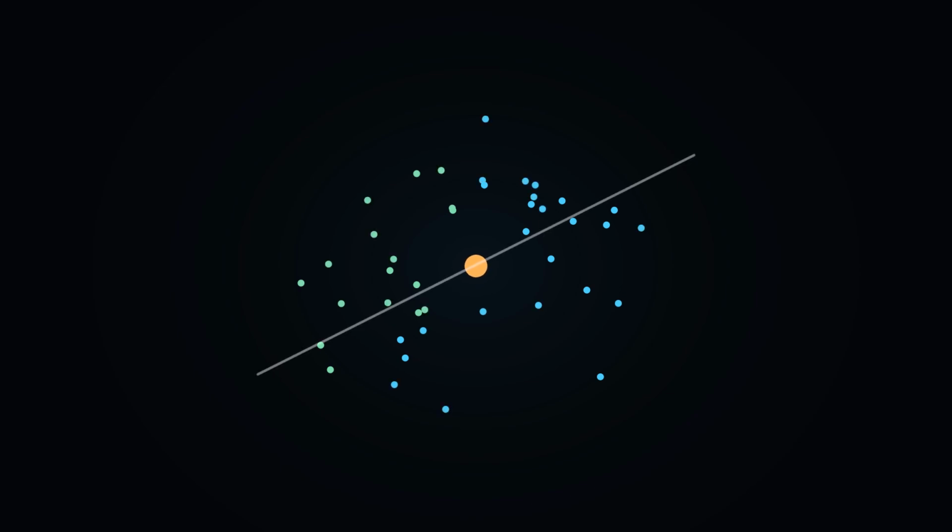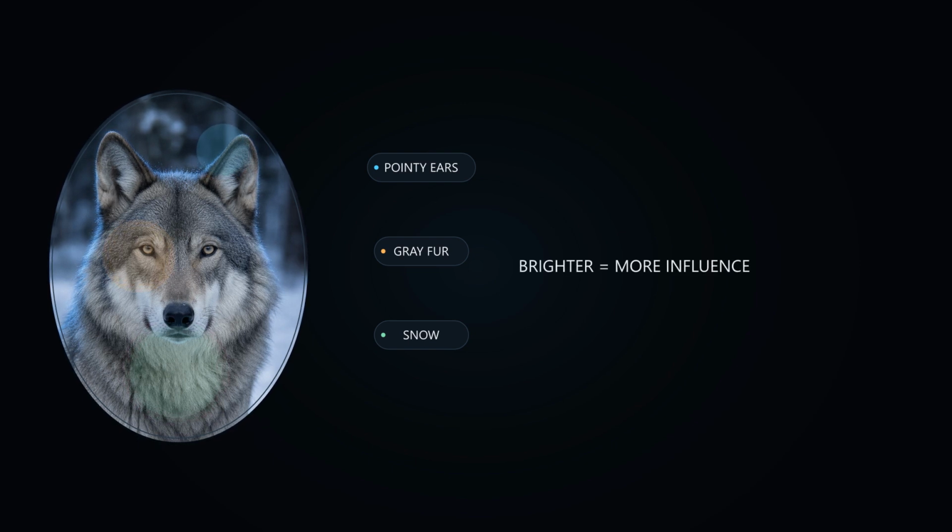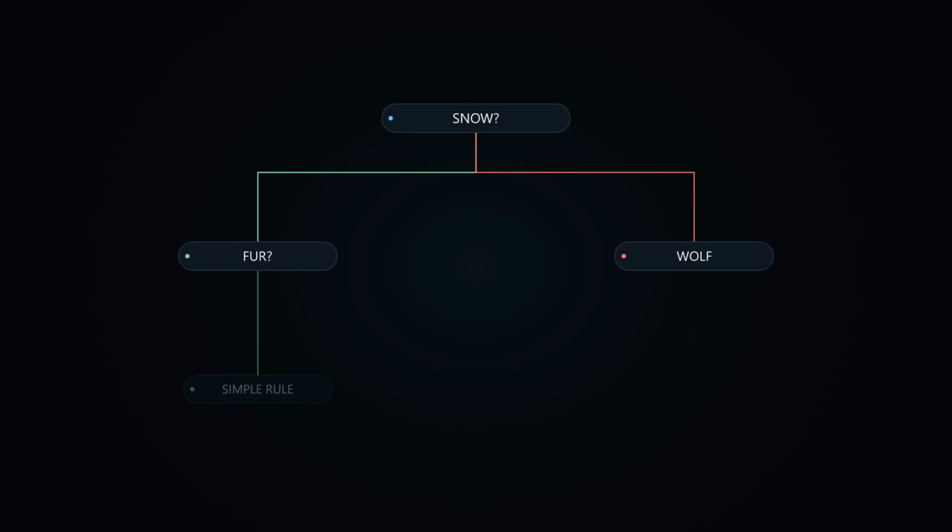LIME takes a different approach. It makes many small changes near one example, watches the complex model's answers, and fits a simpler model to that tiny neighborhood. The simple model acts like a local sketch, not a map of the entire world. For vision models, a saliency map highlights regions that strongly affected a prediction. Instead of showing a photograph, imagine our vector animal divided into clean regions. The ears glow softly, the fur glows more, and the snowy ground burns brightest. A surrogate model is a simpler model trained to imitate a complicated one. A tiny decision tree might say, snow first, then fur, then ears.